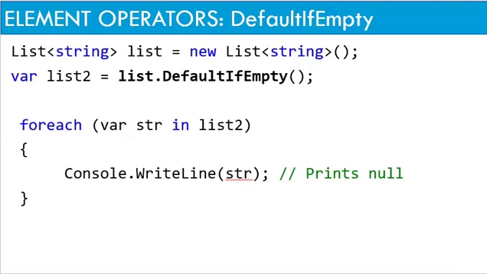There is another operator known as default if empty. It returns the default value when there are no elements in the input sequence. Here, the default if empty operator is applied on list, and it returns null as default value because the source list is empty. You can also specify the default value as parameter. For example, here I have specified none. So, none is returned as default value when the list is empty. Here in this example, none will be printed.